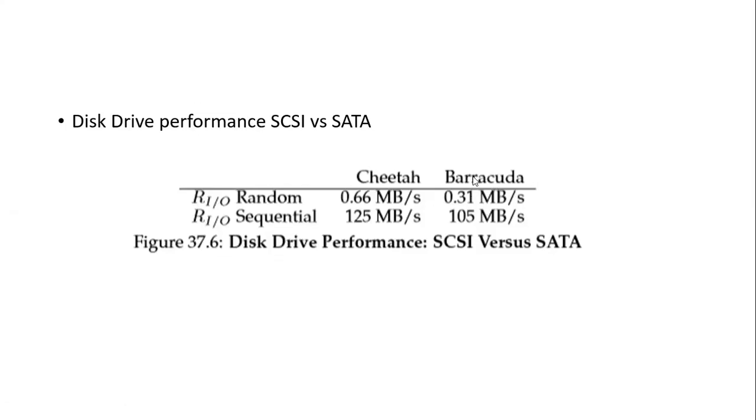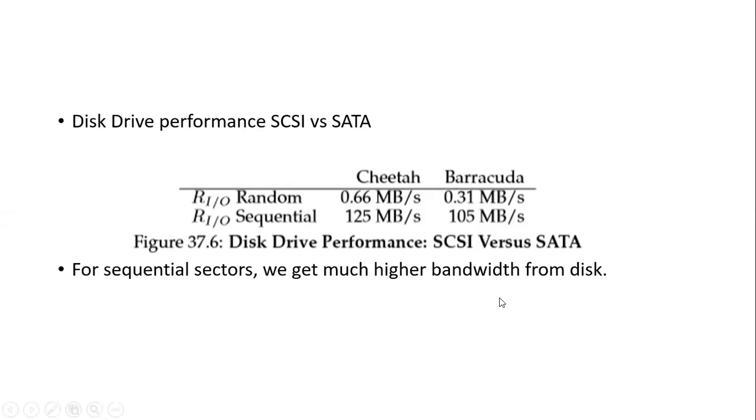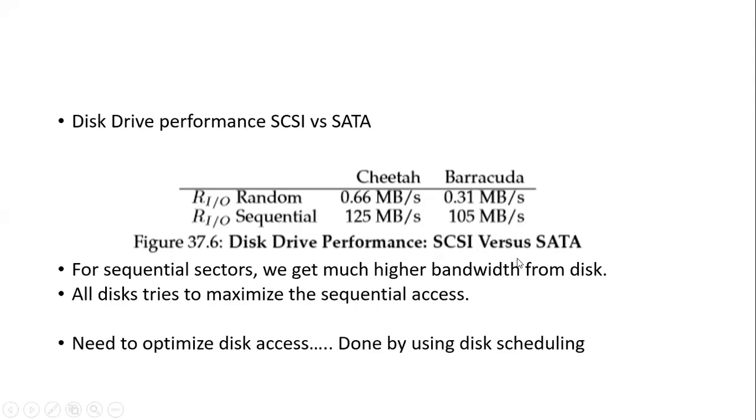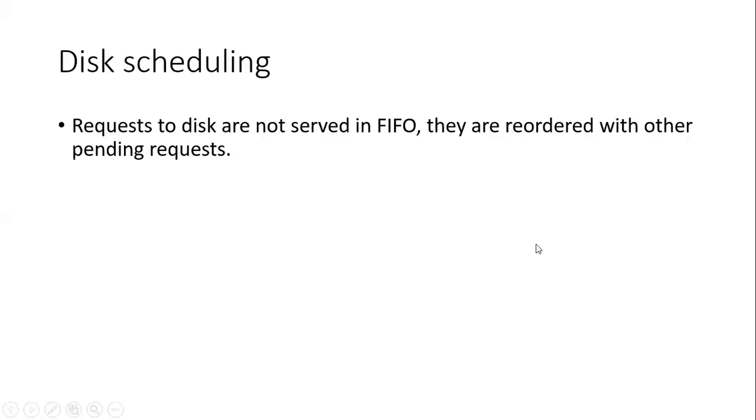Here also, on this type of disk, you can see the huge difference. For random access it is 0.31 MB per second, and if you are using sequential access, it is 105 MB per second. So of course, in all kinds of disk scheduling algorithms, we are going to optimize the disk access by using sequential access.